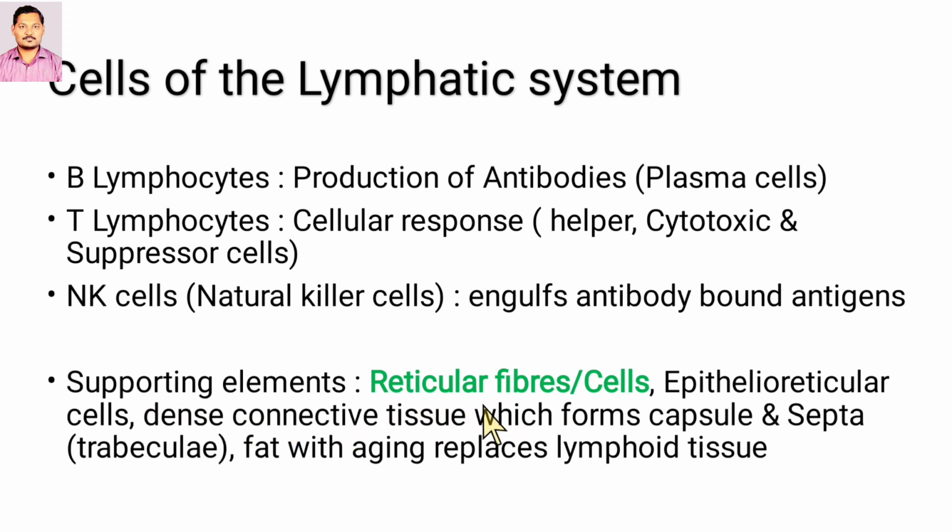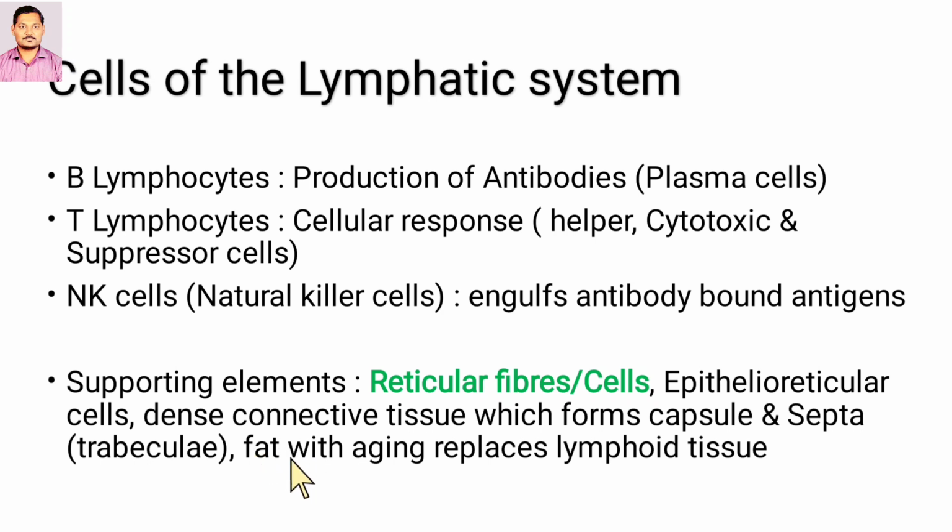And what are those? The most important you should remember are the reticular fibers or the reticular cells. There are something called epithelio-reticular cells in a few of the organs, and dense connective tissue which forms their support from the outside, and the interior at times is the dense connective tissue which forms the capsule and the septa or the trabeculae. Fat is there in the supporting elements, because with advanced age you will find that lymphoid tissue is replaced by yellow fat. Okay, so this fat is again a component of the lymphatic system.